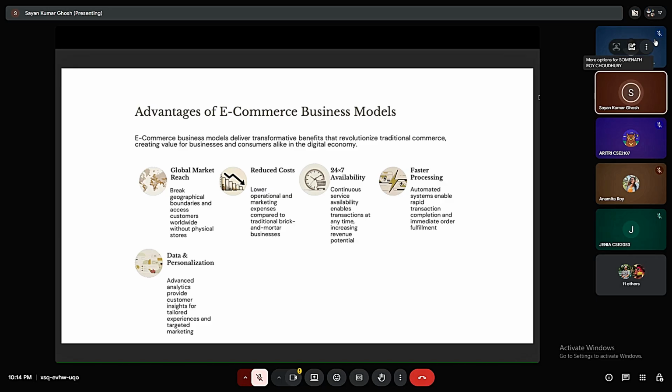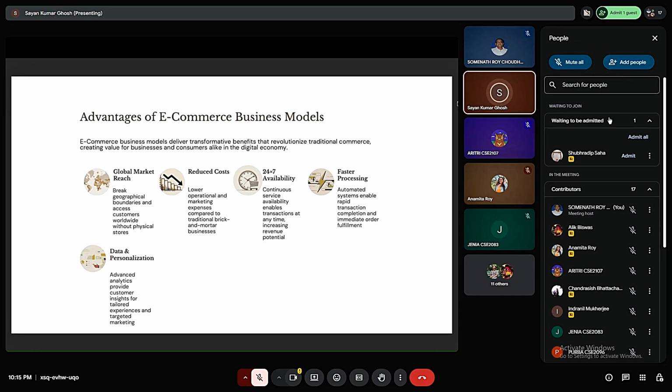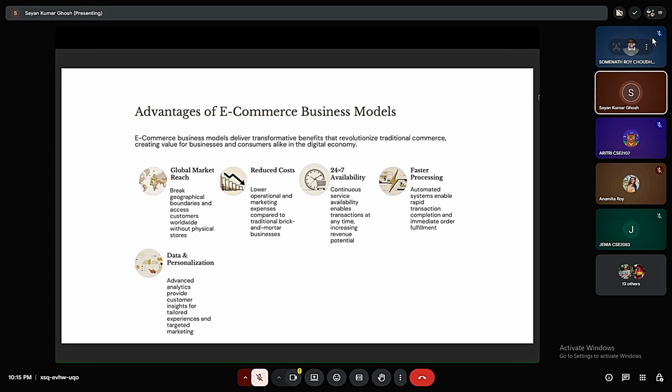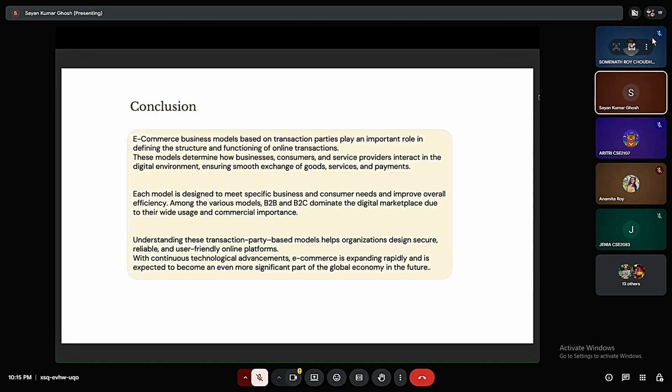Lastly, data and personalization. Online platforms collect customer data and user analytics to understand preferences. This helps in personalized marketing, targeted ads, and better services. Overall, these advantages make e-commerce more efficient, scalable, and customer friendly compared to traditional business models.